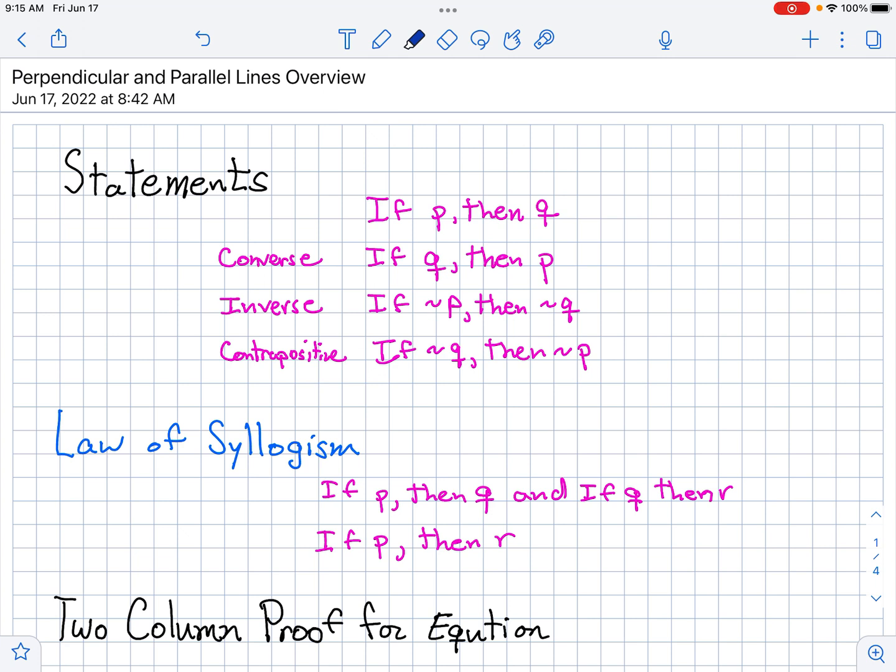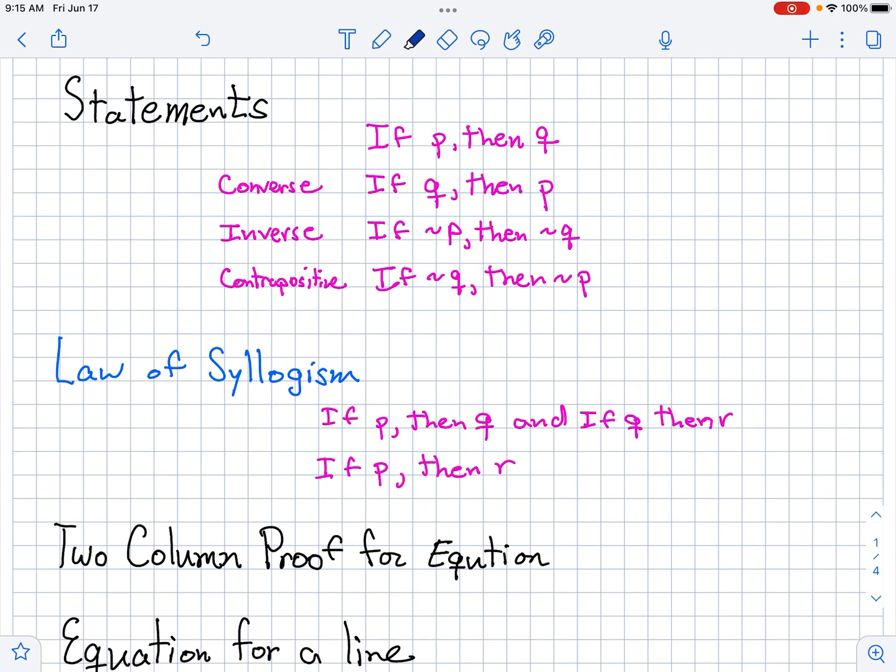Now, the contrapositive is when you negate the converse. So you go back to the converse. It was if Q, then P. The contrapositive is if not Q, then not P.